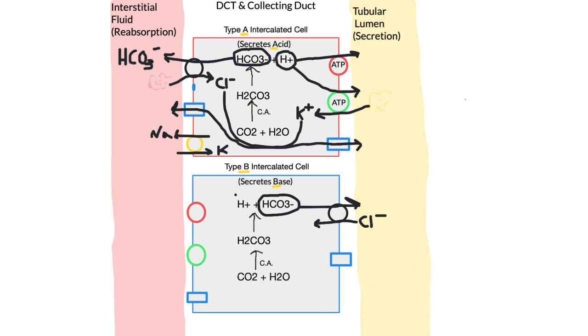Now over here we have our acid, and instead of being secreted like it was in our type A cell, we're going to reabsorb it. And this is because in our type B cell, we're going to be active in times of alkalosis when our blood pH is high and we want to lower it.